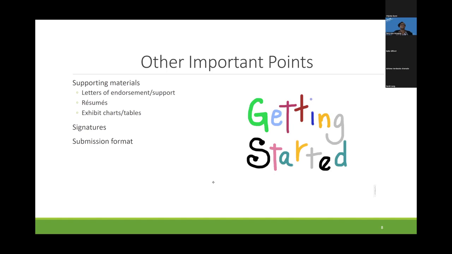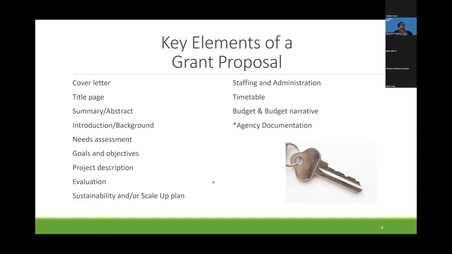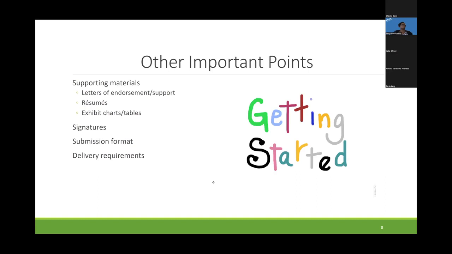Format, I already talked about briefly, whether or not it's on paper, if you have to submit copies of anything, if it's an email submission, or if it's an online submission. And related to that is delivery requirements. Let me just pause here. Mia, I don't know if you'd like to comment on anything, if anybody has any comments or questions about this part.